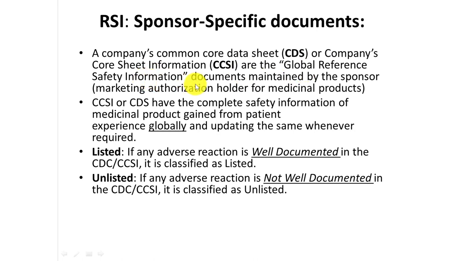So it means that listed are the adverse events. CCSI and CDS are globally available documents. They are updated, and these are sponsor maintained documents. So what exactly is happening? If it is available in that document and it's well documented, then it's called listed. If it is available in that and the patient has that adverse event. When it is not available in that document or it's not well documented, then it's called unlisted.